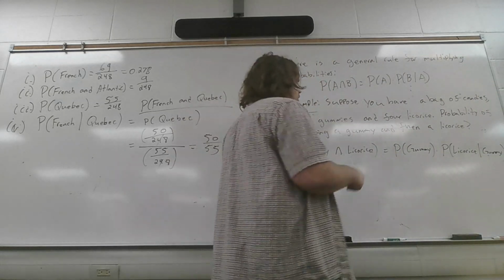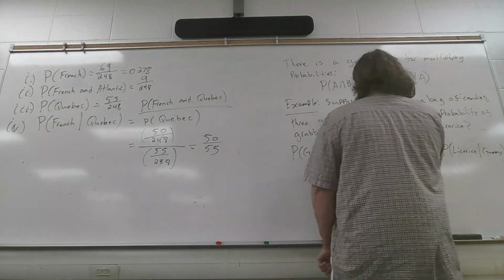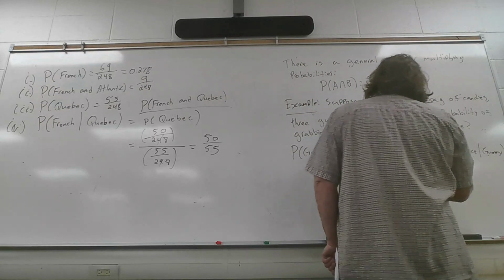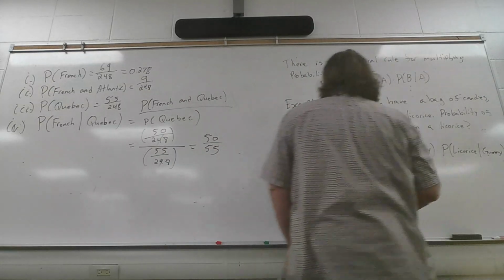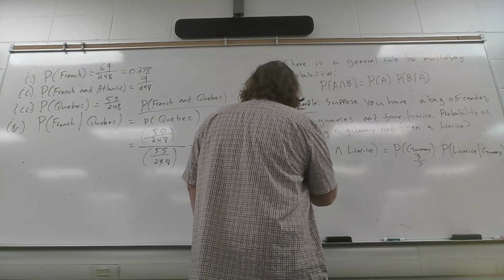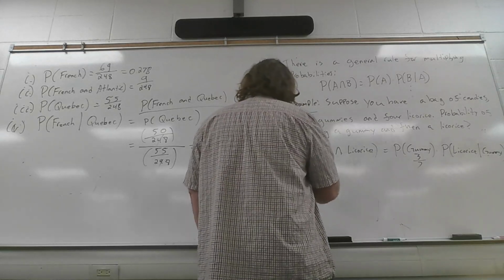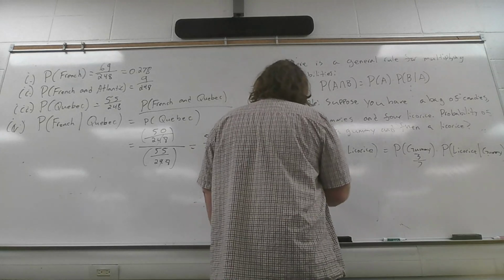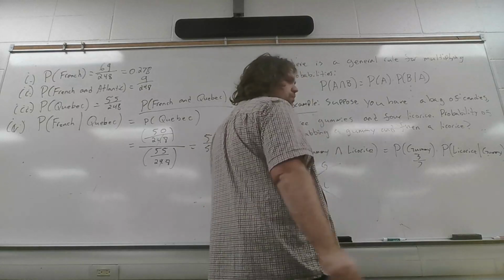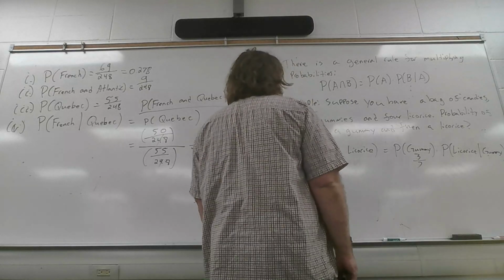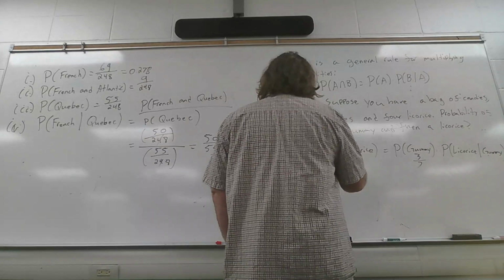So the probability of a gummy is easy. We have 7 candies, and 3 of them are gummies. That's 3 out of 7, right? What about this one? Well, let's think about it. We've got this bag of candies, so we can either grab a gummy or we can grab a licorice. What we're saying is we grabbed a gummy. So that is a 3 out of 7 chance.